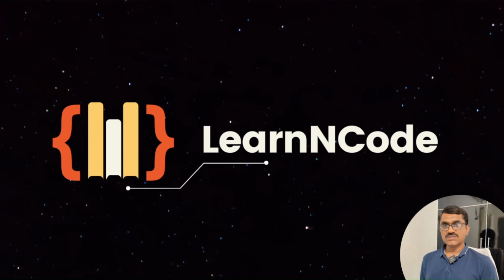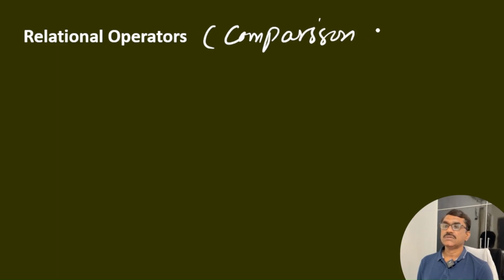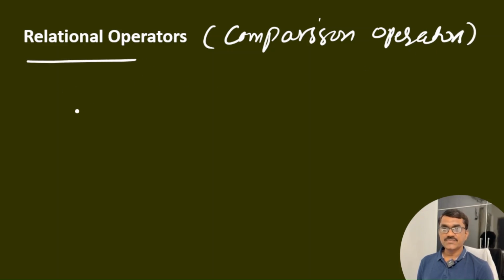Let us discuss first comparison operators, or we can say relational operators. As I said, relational operators are also known as comparison operators. Now we will talk about the types of relational operators. How many types are there? There are 6 types of comparison operators.